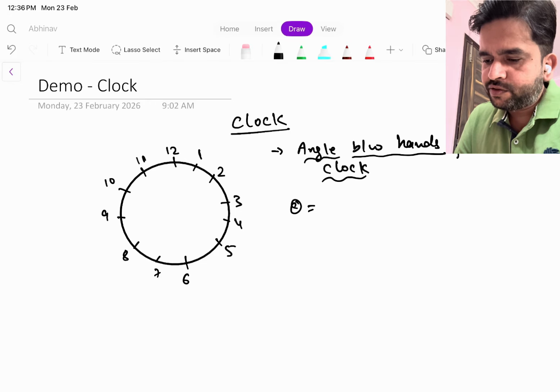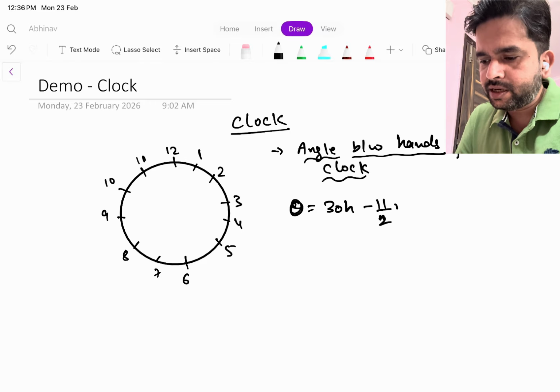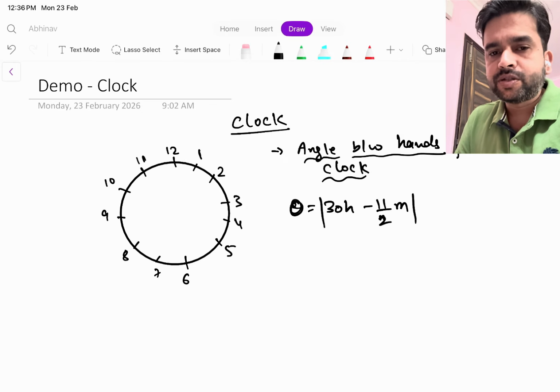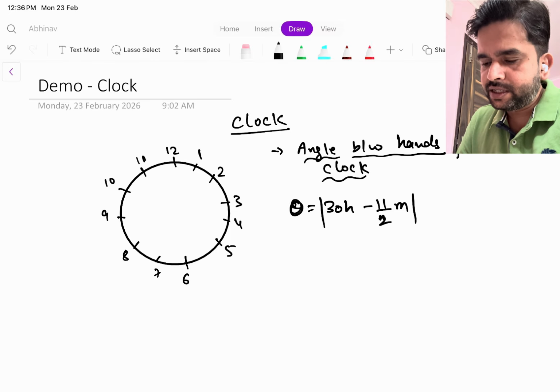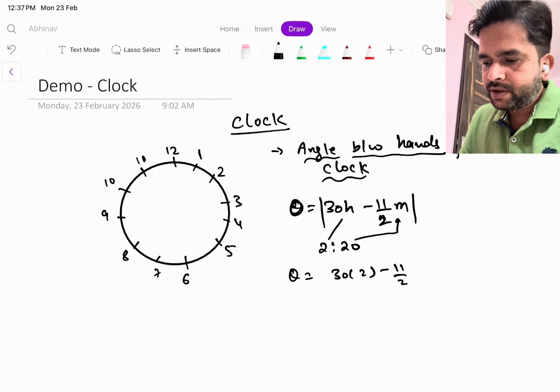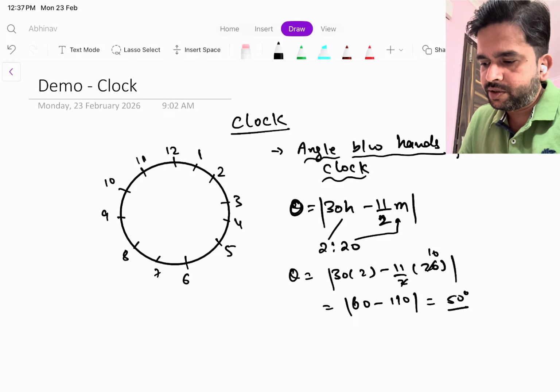So the formula for finding angle between hands of clock is theta is equal to the modulus of 30h minus 11 by 2 m, because angle can never be negative, where h is the hour and m is the minute. Suppose if I have to find the angle between hands of clock at 2:20, so in place of h we'll put 2, in place of m we'll put 20. So my answer will be, in modulus, 50 degree.